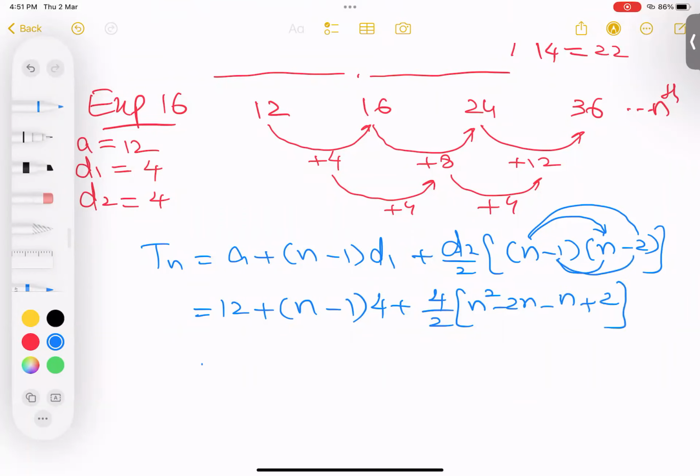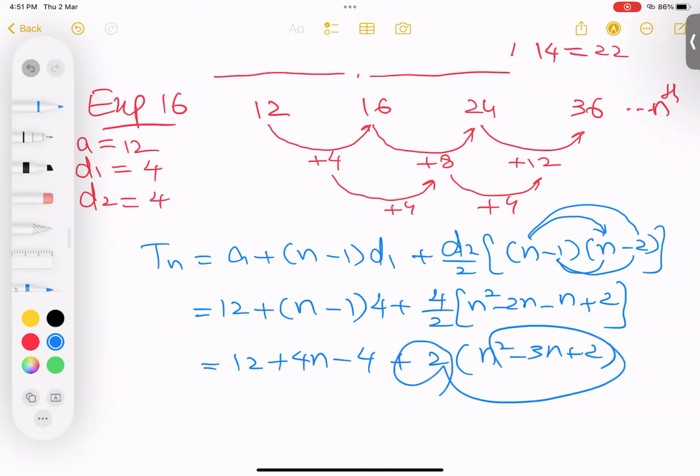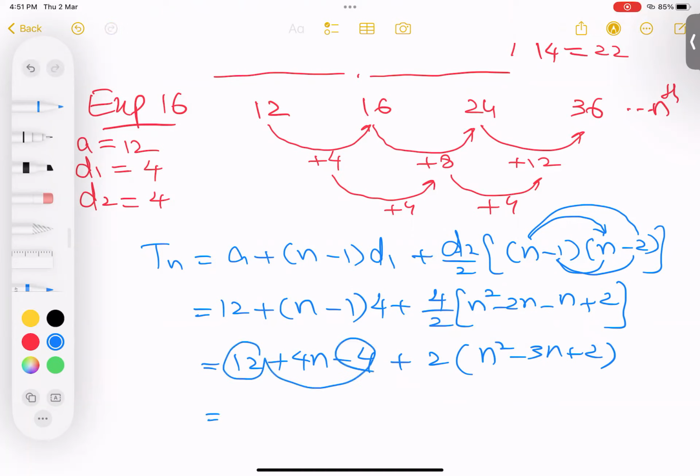And now I'm just simplifying: 12, and this 4 multiplies inside the bracket with each value. Familiar for you, inshallah: 4n minus 4. And this is cancelled, 2 left. Inside the bracket this and this and this. And now be careful, because this 2 is multiplying inside with each value. So you can do it here. Out of 12, 4 gone, you get 8.